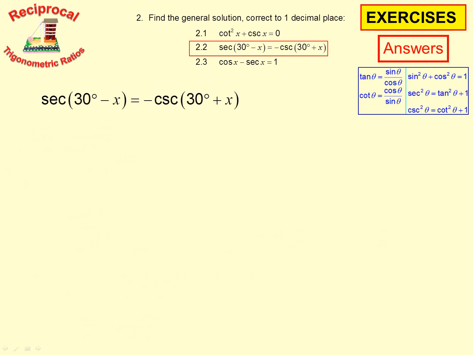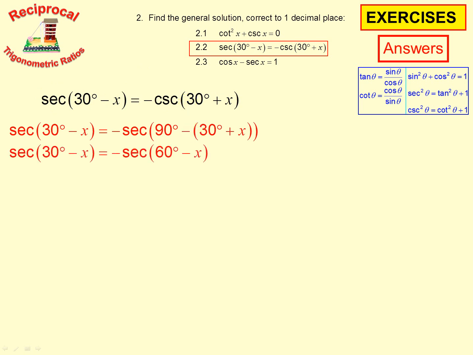The second one, well, we have sec equals negative cosec. Now, if it was sec equals sec, I could just equate the angles for two quadrants. But the sec equals negative cosec, which means that I must convert this to sec or that to cosec. Let's convert cosec to sec with a 90 minus. So now we have sec of 90 minus 30 plus x, which simplifies to there. So now sec 30 minus x equals negative sec 60 minus x.